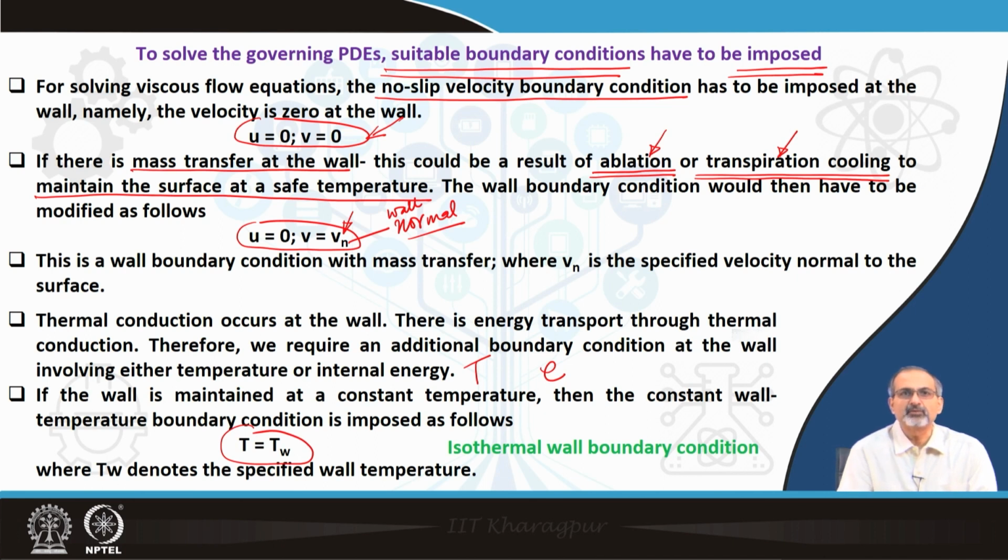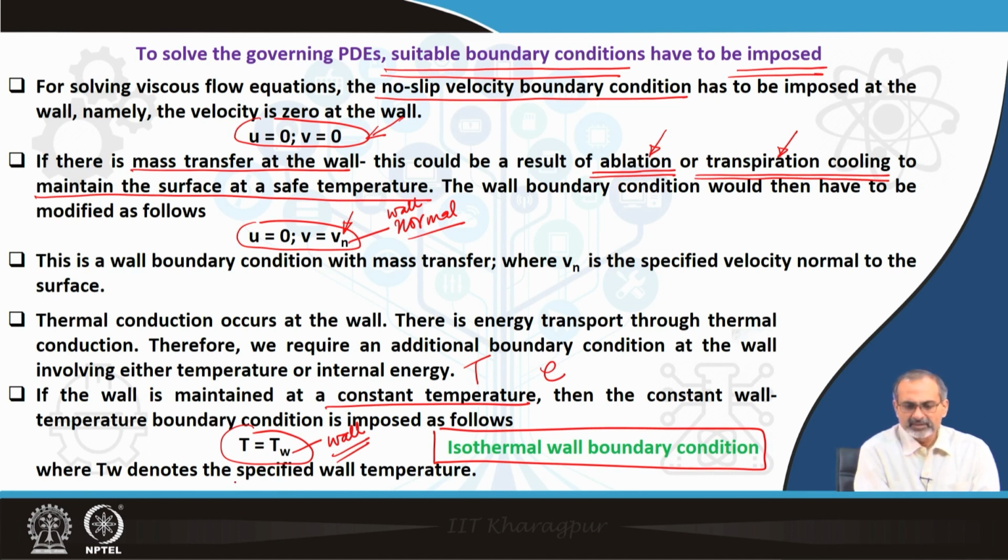T is equal to T wall. W stands for wall. This is called the isothermal wall boundary condition. This T W is of course a specified wall temperature.